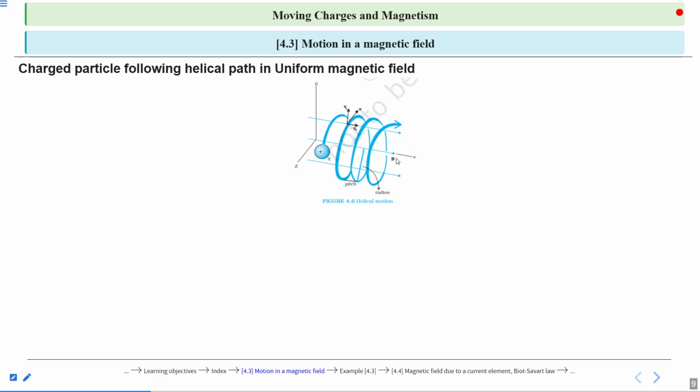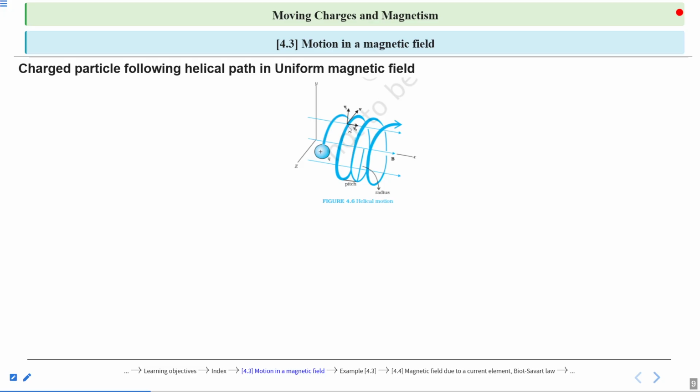You can see in diagram 4.6, the magnetic field is along the positive x axis, and this velocity v is not perpendicular to this B. It is at some angle to this B. So we will resolve this velocity into two components. One component is the perpendicular component, the other is the parallel component.